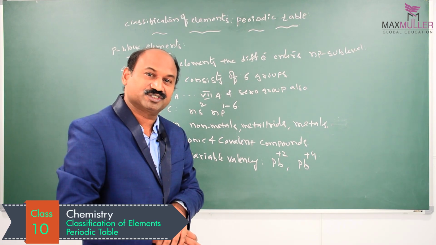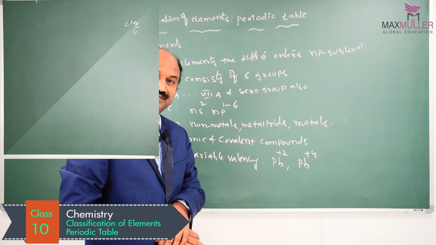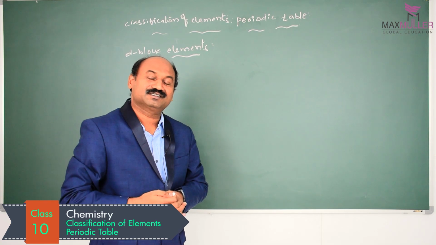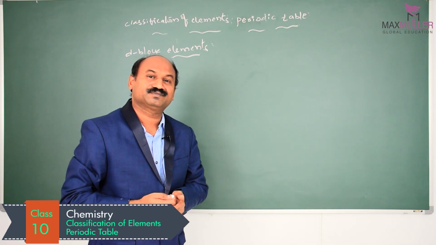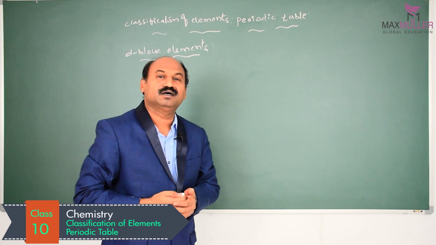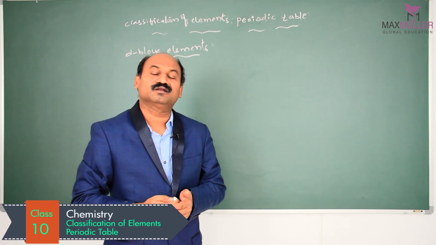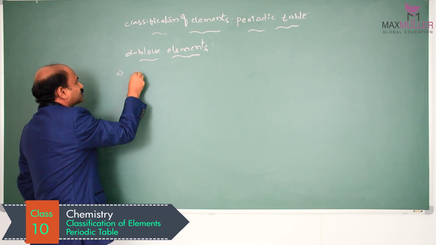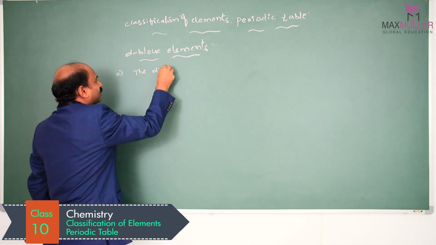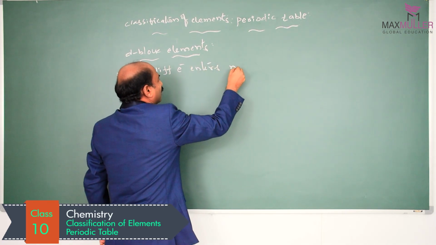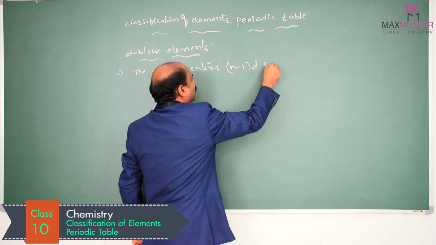Now we are going to discuss d block elements. Coming to d block elements, in these elements the differentiating electron enters the (n-1)d sublevel. That means the d sublevel is present in the penultimate shell of the atom. So in these elements the differentiating electron enters the (n-1)d sublevel.